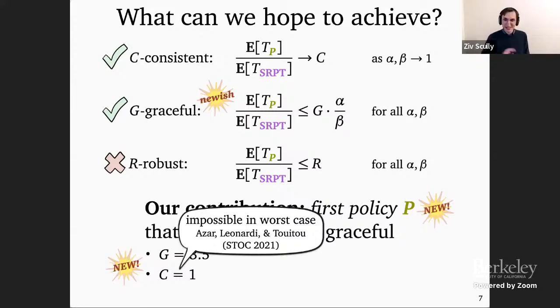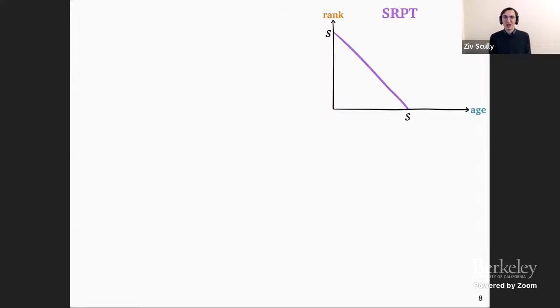Okay, so in the last 2-ish minutes of the talk, let me give you a bird's eye view of what our policy is and how we analyze it. I'm not going to be able to totally describe the policy, but at least I can draw a picture of it. I'll start by drawing a picture of SRPT as something that we call a rank function. SRPT is always serving the job of least remaining size.